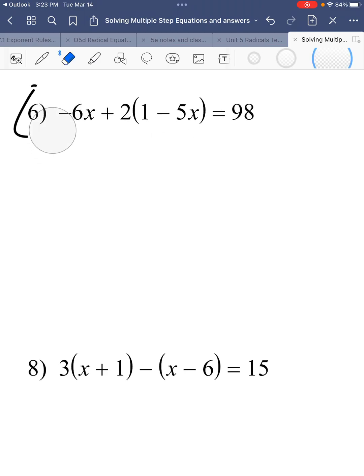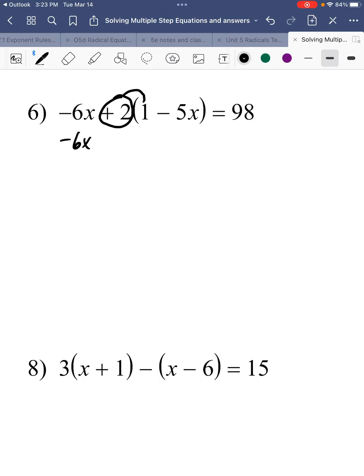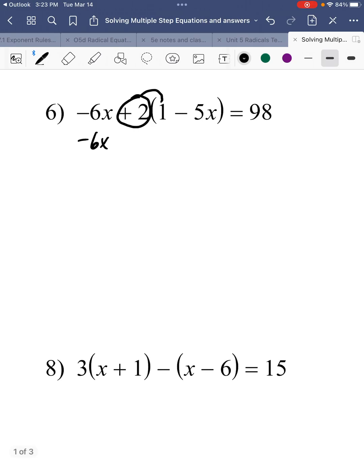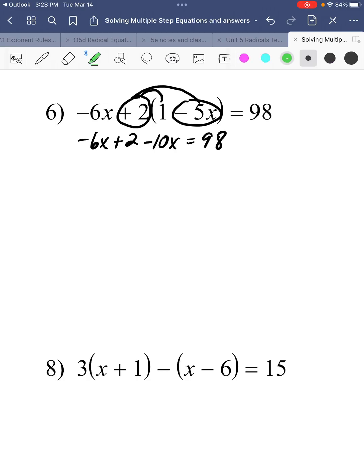All right, let's take a look at number 6. I have distributing that I need to do first. If you ever have parentheses, let's get rid of that first. So I'm going to multiply in a +2. You see how I took that plus with it? If it was a minus, you'd have to use a -2. So 2 times 1 is +2. And distribute to the -5x. So that's going to be a positive, oh no, just kidding, a -10x.